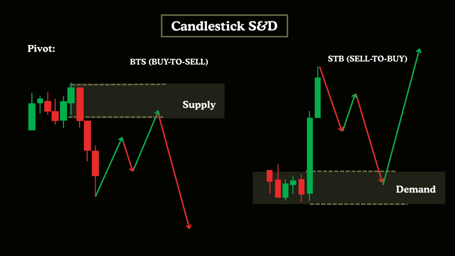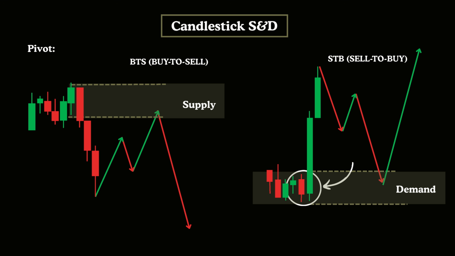For a demand zone, this typically involves identifying the final bearish candle, essentially the last selling candle, before a rapid upward move, where the next candle closes above its high. This reflects a classic sell to buy pattern. Conversely, in a supply zone, it's usually the last bullish candle, the final buying candle, before a sharp price drop, with the next candle closing below its low.